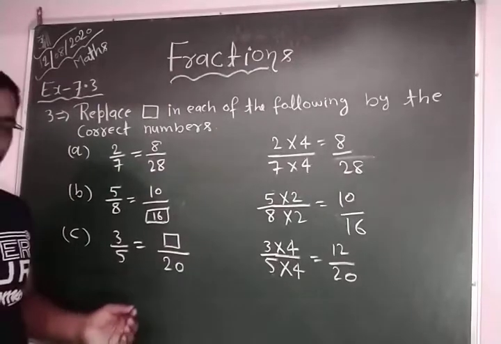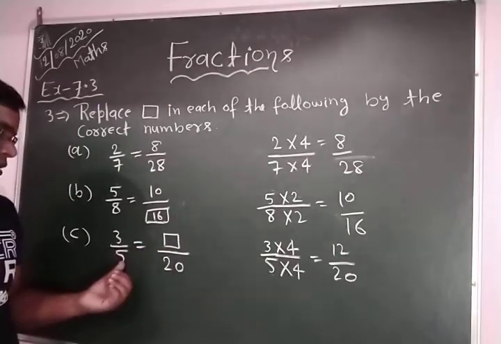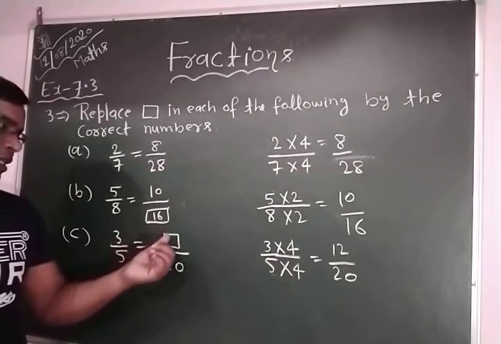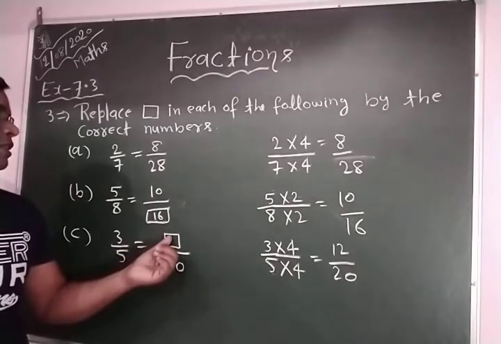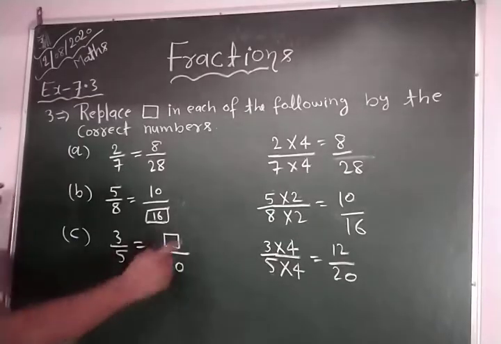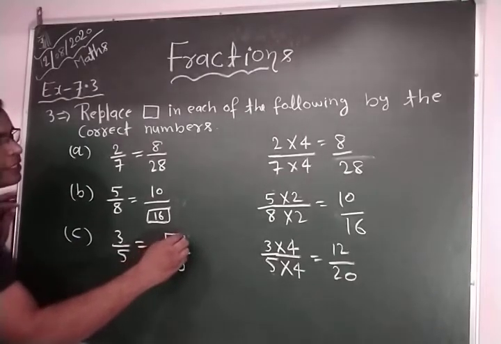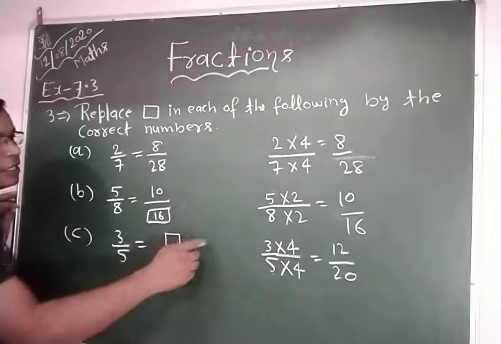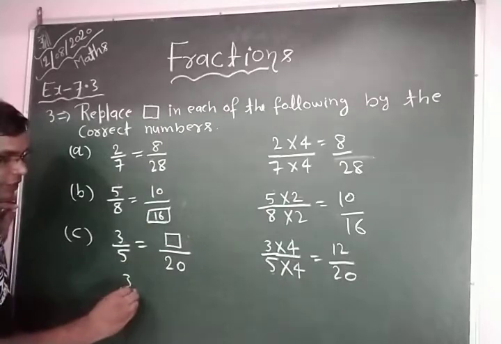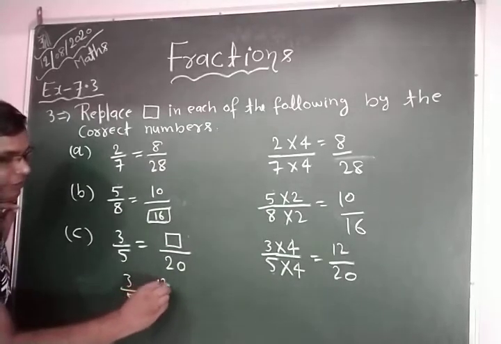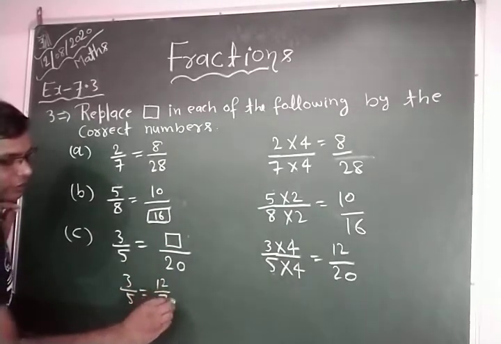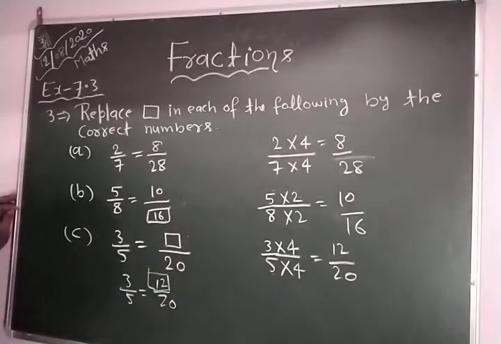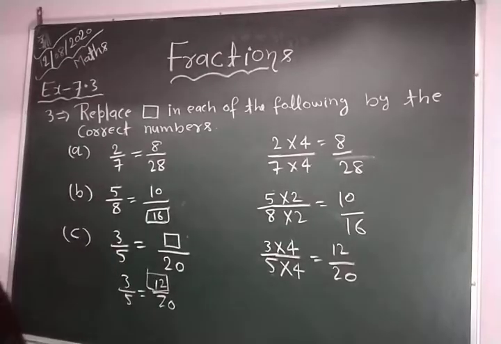So you can see 3 by 5 is equal to blank by 20. You can replace this blank by 12. Or you can write 3 by 5 is equal to 12 by 20. This is your blank space. Clear? Now the D part of this question.